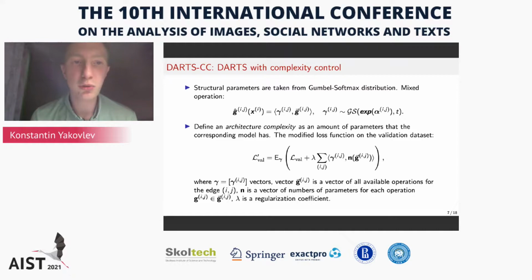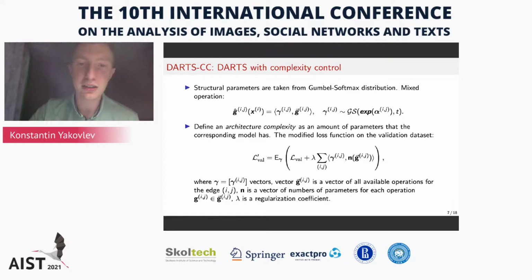We define an architecture complexity as the amount of parameters that the corresponding model has. Therefore, we can modify the loss function on the validation data set. We add a regularizer. Here, vector gamma is a vector of concatenation of all structural parameters. Vector g is a vector of all available operations for each edge. Vector n consists of numbers of parameters for each operation. Lambda is a regularization coefficient.